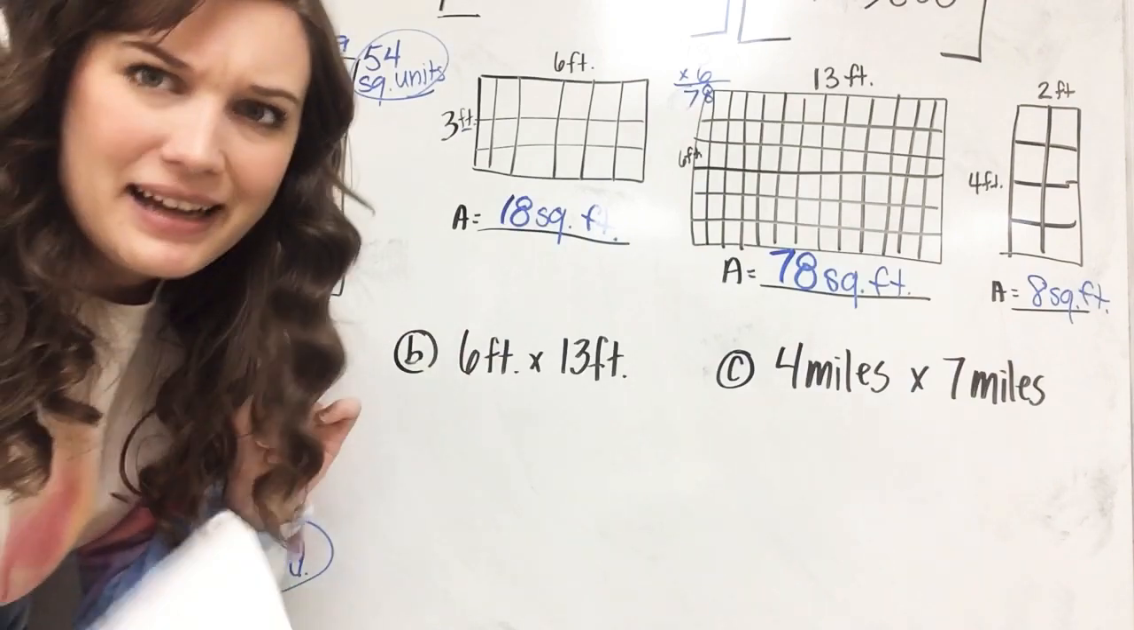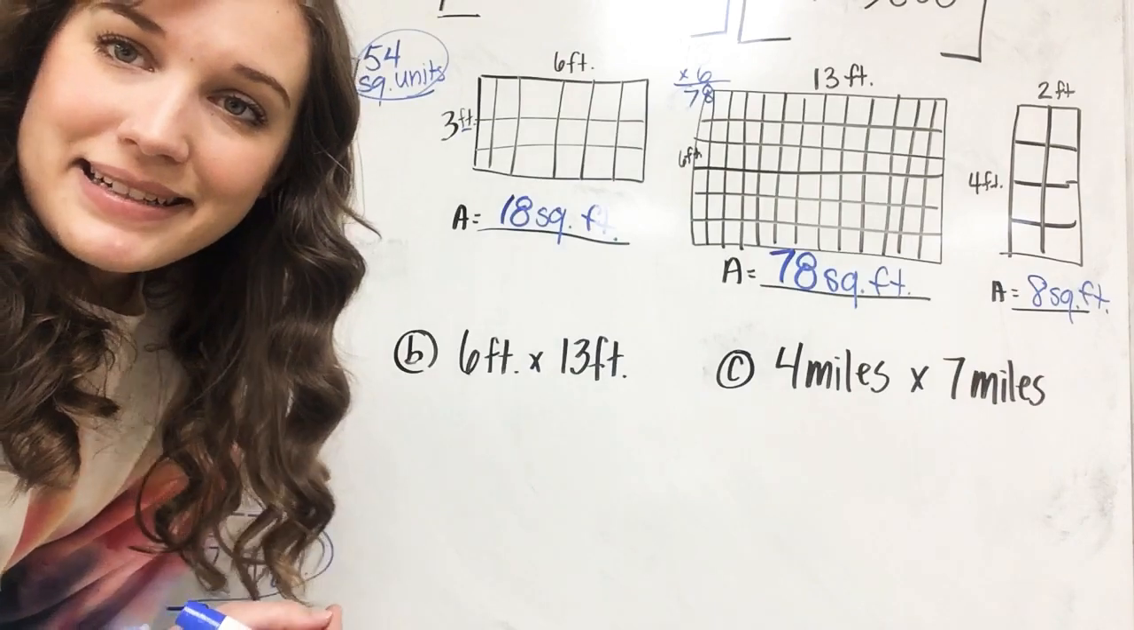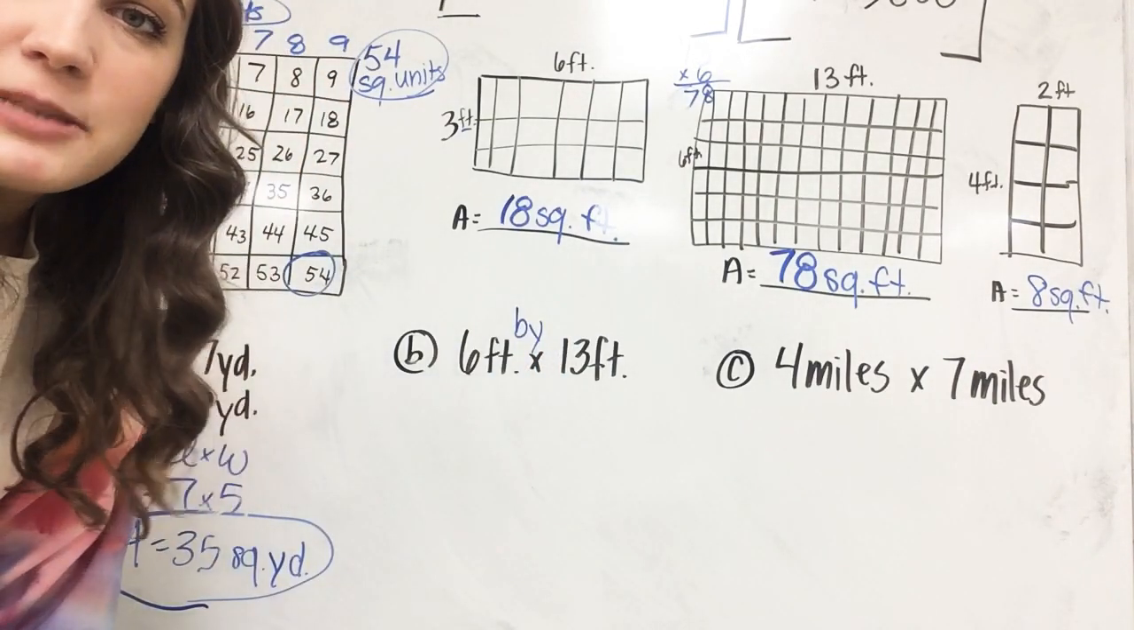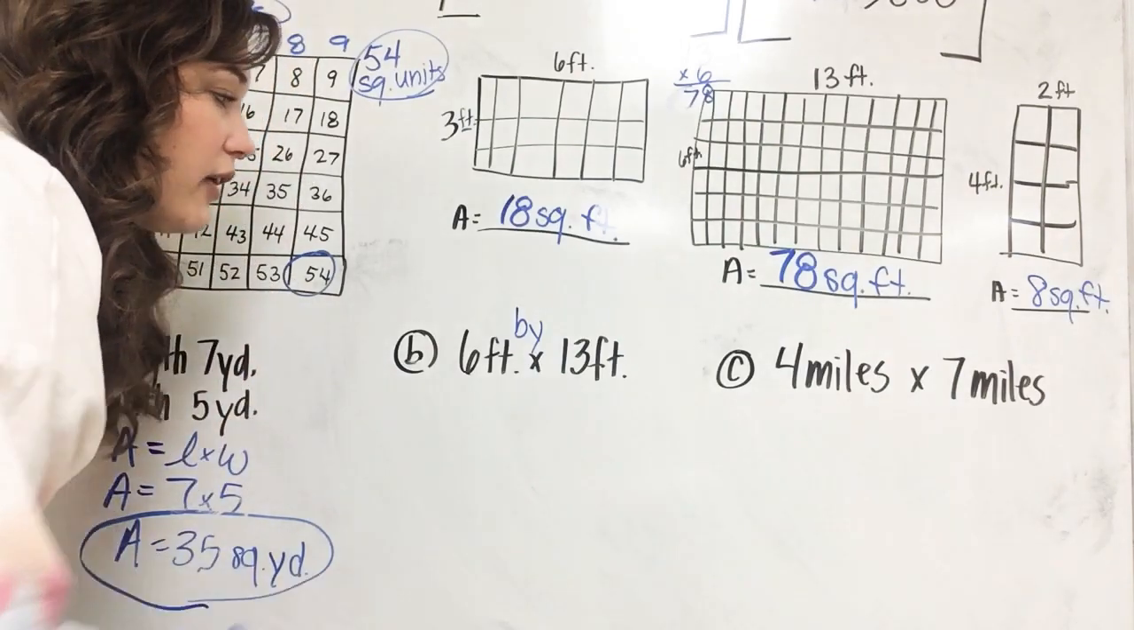By means times. Whenever you're reading it, it's by, not times. I'm just going to write that above there so that you can see what I mean. 6 by 13. All right, so let's solve.